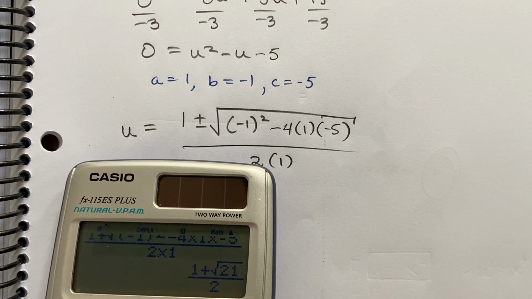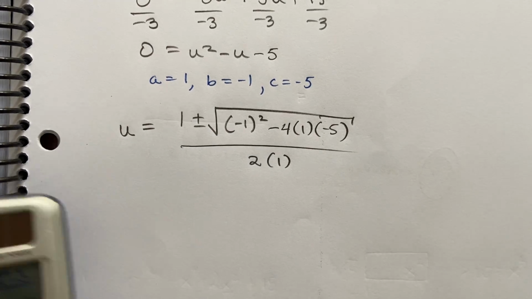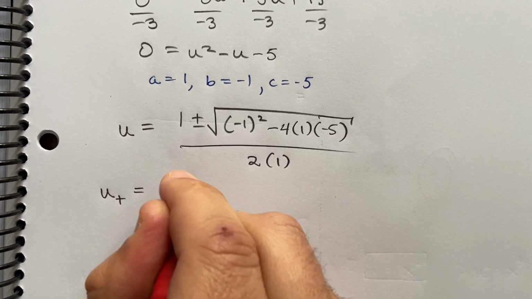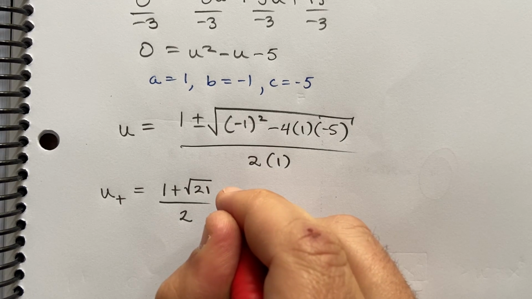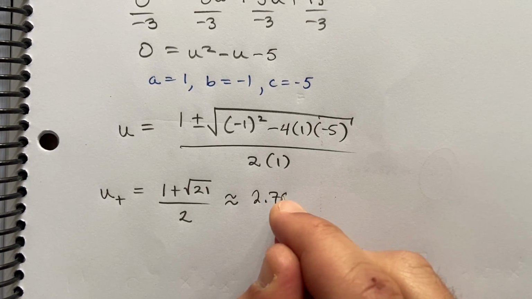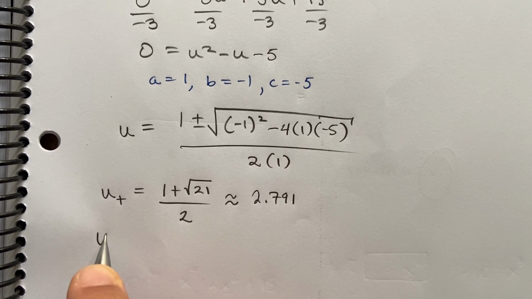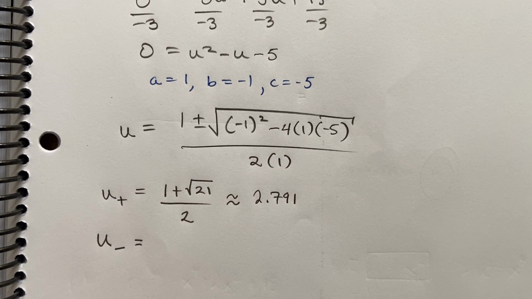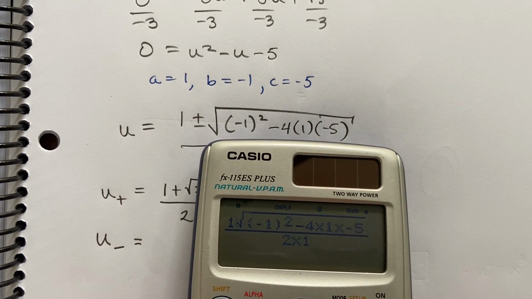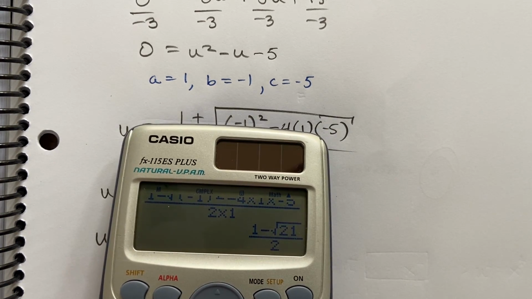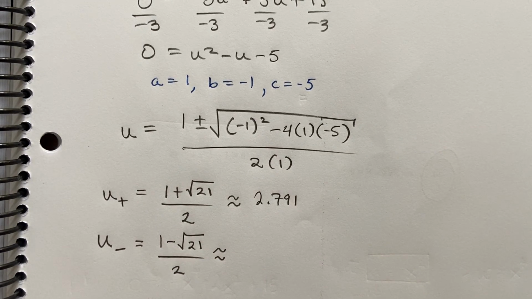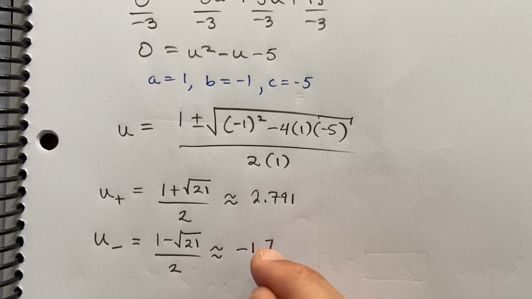So it looks like I get this number for u plus. I'll just use that same notation. So u plus equals 1 plus root 21 all over 2. And by the way, that's about equal to 2.791. And then u minus, if I change this plus to minus, then I get the conjugate. All right, 1 minus root 21 over 2. And just for our information, that's about equal to negative 1.791.